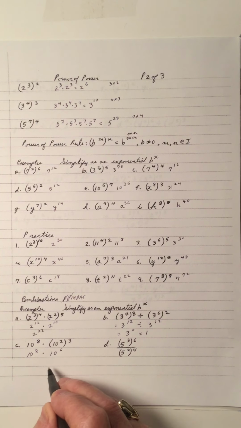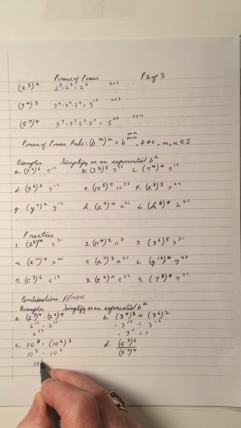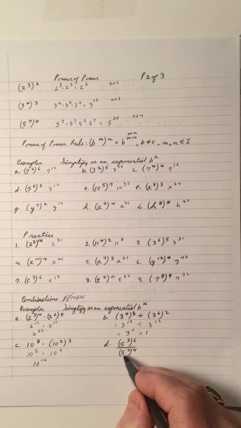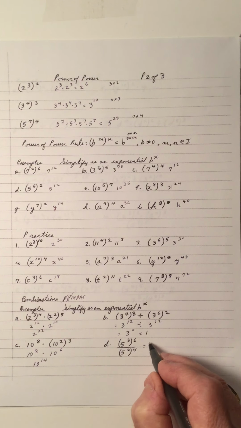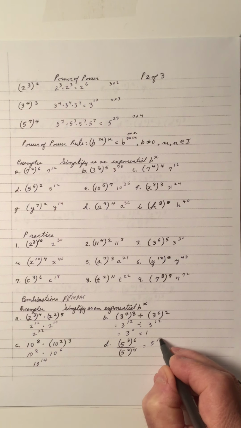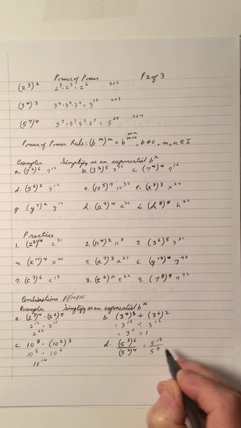Power of a power, you multiply. Since we're multiplying, we keep the base and we add the exponents. We get 14. And D, the brackets are done, so we have to do the exponents next. Power of a power is an 18. And power of a power, we get an 8.